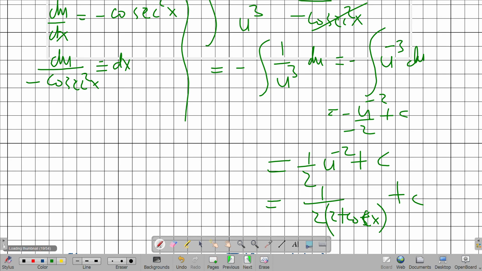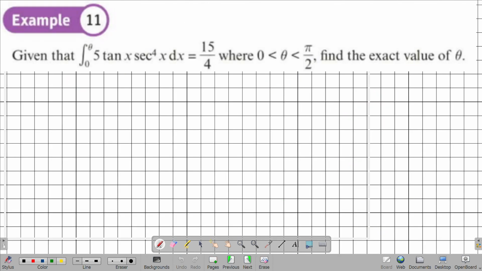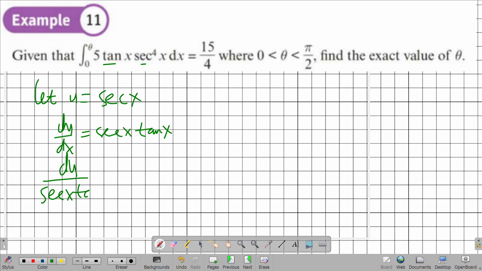Substitution kind of moves a bit faster. I can let you pause the video as well, do this question and see how it goes. But clearly you can see the derivative of sec x is sec x tan x. So we can simply say let u be equal to sec x, and du over dx is sec x tan x, which means du over sec x tan x is equivalent to dx.